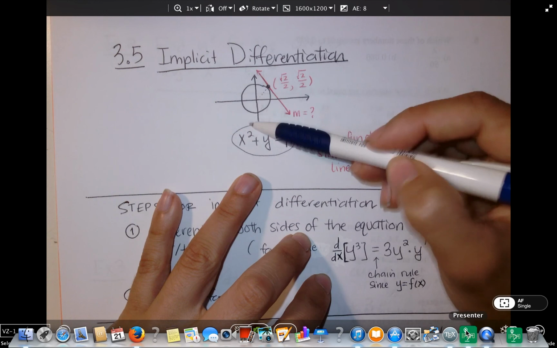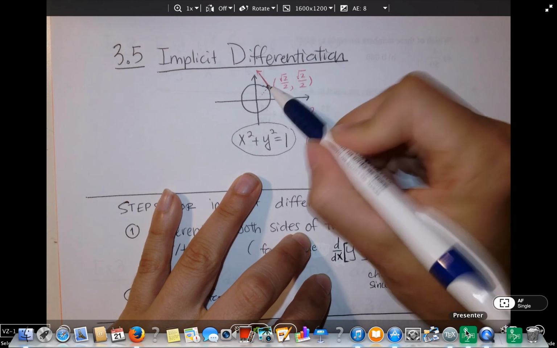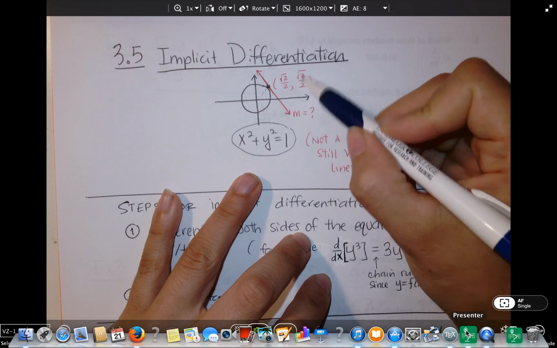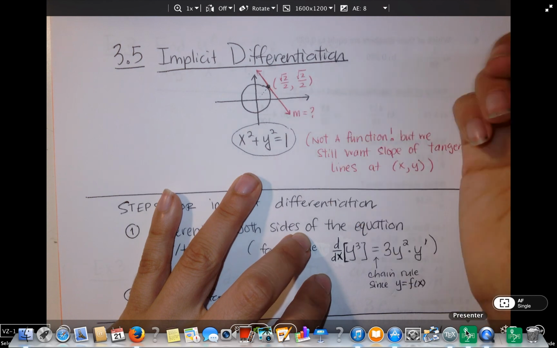But what if I want to know the slope of the tangent line at the point root 2 over 2 comma root 2 over 2? We can guess that the slope is about -1, but how can we compute the slope?